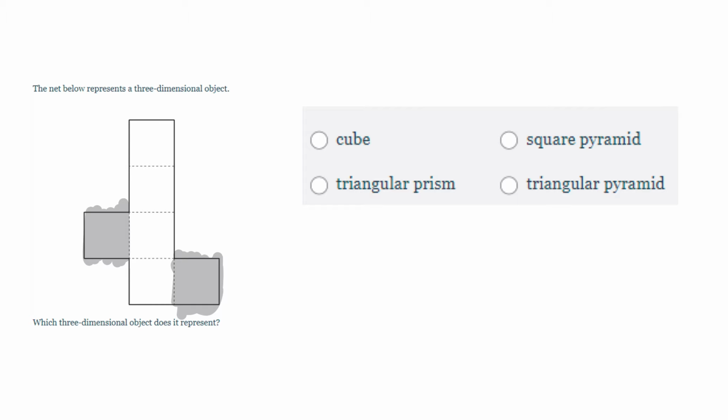If we were to reconstruct this figure, what we would end up with is a cube because all four of these sides are the same, plus the top and the bottom, which means this shape is a cube. A cube could also be called a square prism, but a cube is a better description, which means all six of the sides are the same.